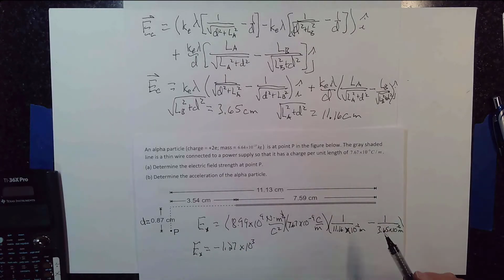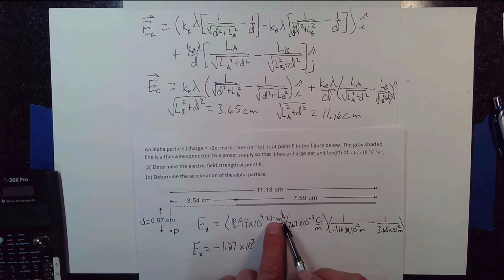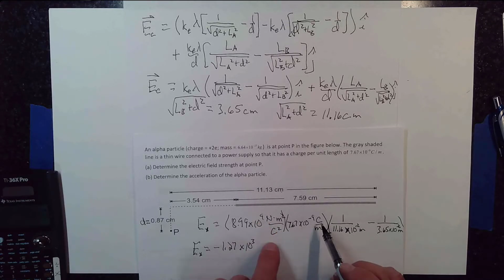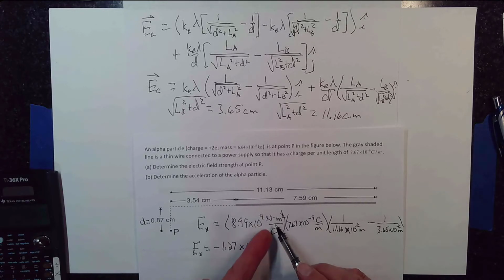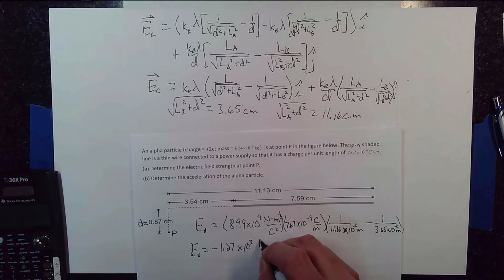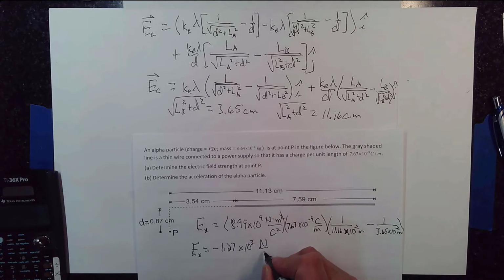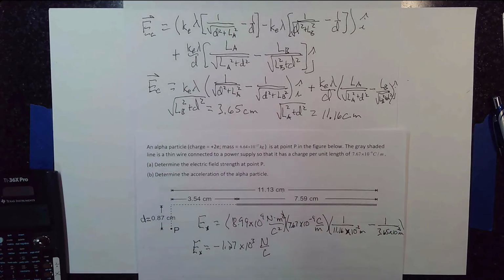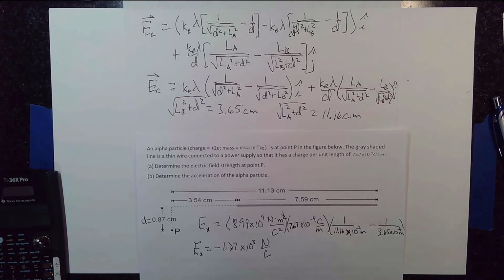Now let's track down the units. I have meters squared on top. I have a meter on the bottom here and a meter on the bottom there. So the meters squared will divide out. I've got a coulomb on top and coulomb squared on the bottom. One of those will divide out and I'll have newtons per coulomb, which is what I expect for an electric field. So that's always a little bit of a vote of confidence when you come up with the correct units.